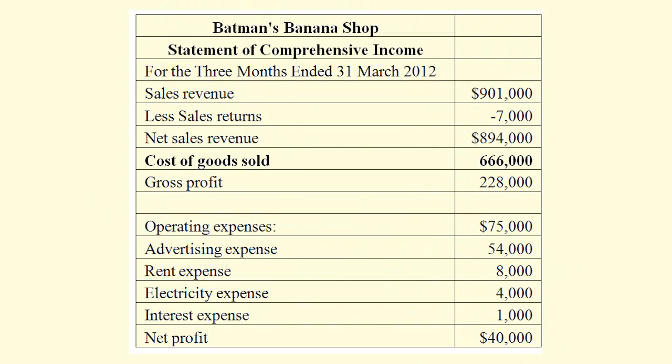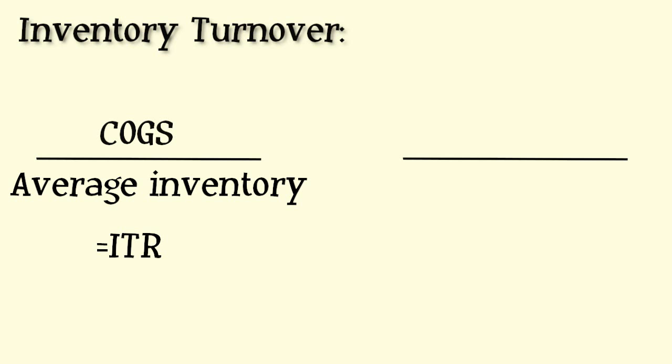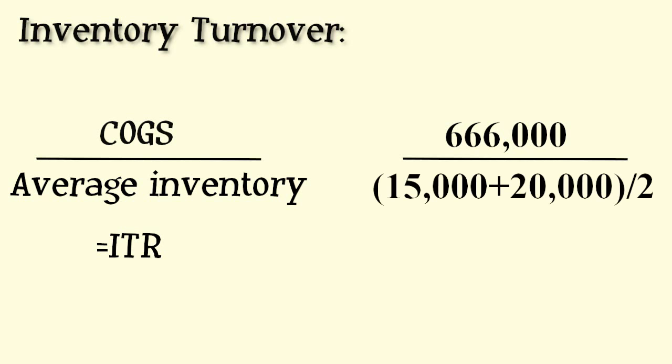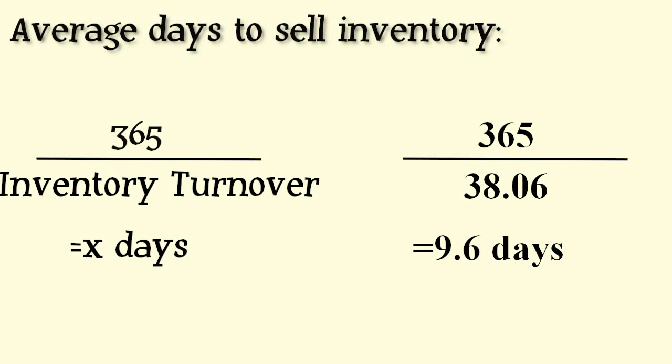For this, they will need two financial statements: the statement of comprehensive income to get the most recent COGS figure, and the last two financial position statements for the most recent and the time prior inventory figures. From there, we input the COGS figure, and we get the average inventory by adding the two inventory figures and dividing by 2. This should equal 38.06. To further this, we can calculate the average days to sell inventory by dividing 365 by the ratio, equaling 9.6 days. But what does this mean exactly?